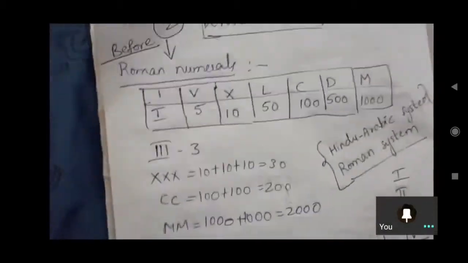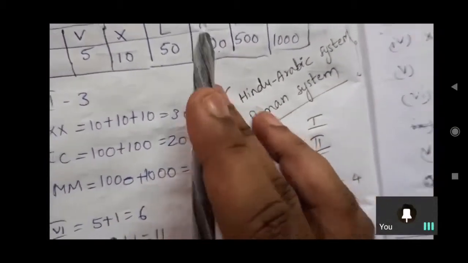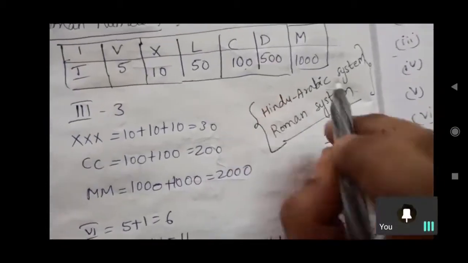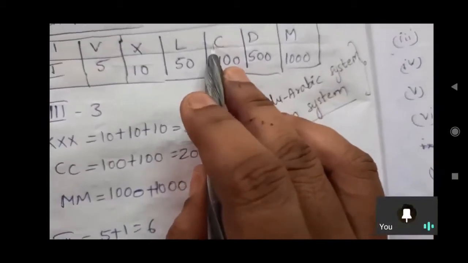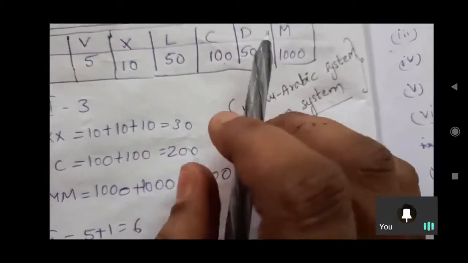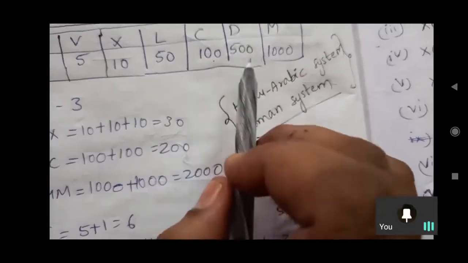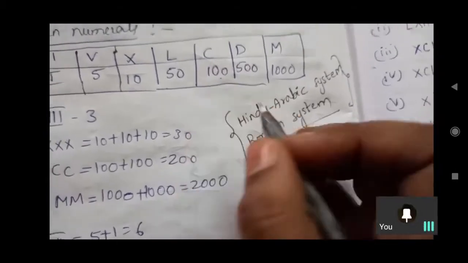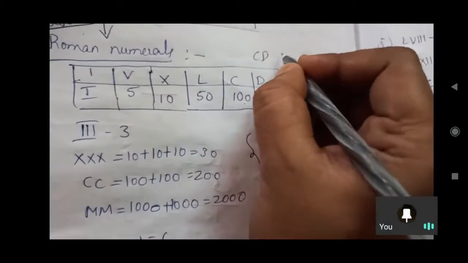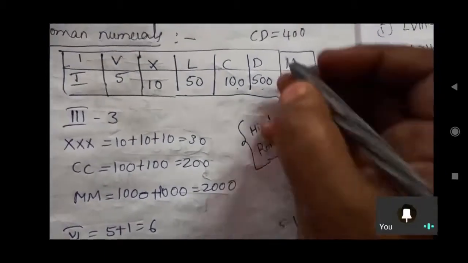L is 50, C is 100. For 90, we have to include X before C, on the left side of the C, and 90 comes. And D is for 500. If we include C before it, CD means 400. 400 will come. Or else DC means?